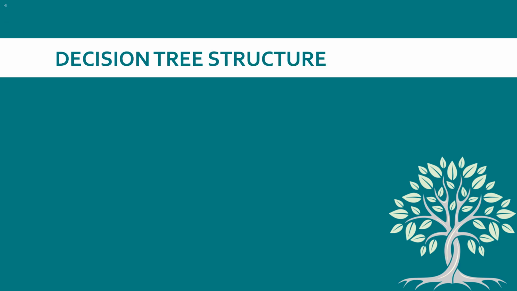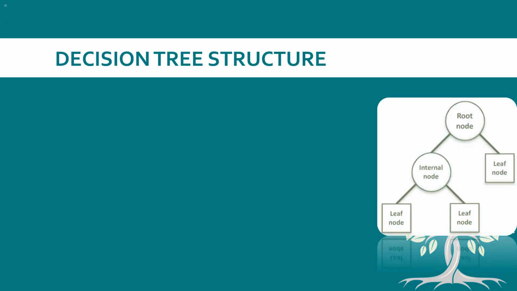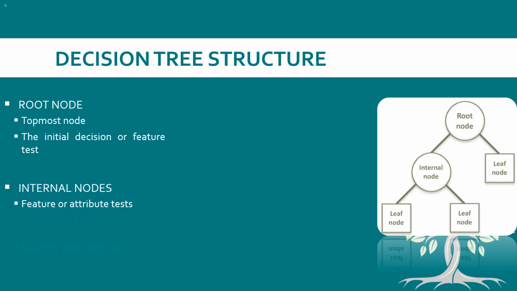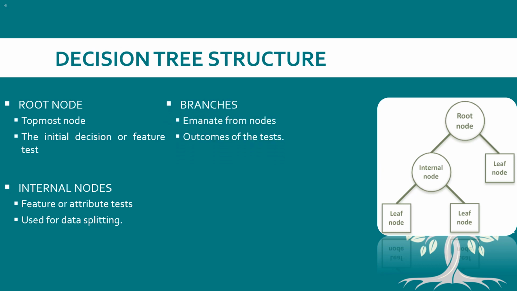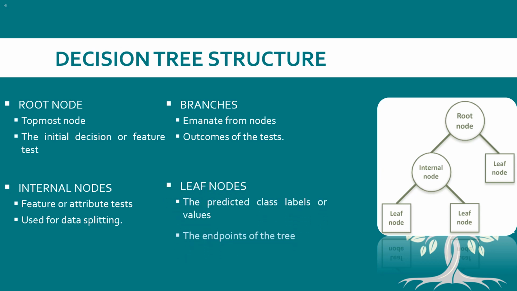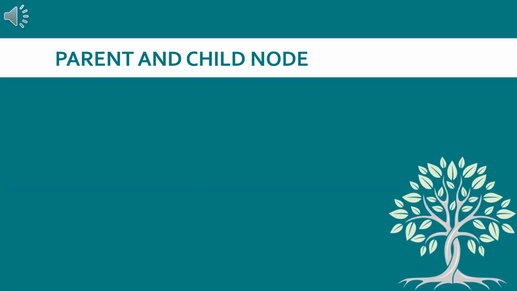A decision tree consists of a root node, internal nodes, branches and leaf nodes. The root node is the topmost node representing the initial decision or feature test from which the tree branches out. Internal nodes represent feature or attribute tests used for data splitting. Branches emanate from nodes and represent the possible outcomes of the test. Leaf nodes contain the predicted class label or values, and they are the endpoints of the tree where decisions or predictions are made.